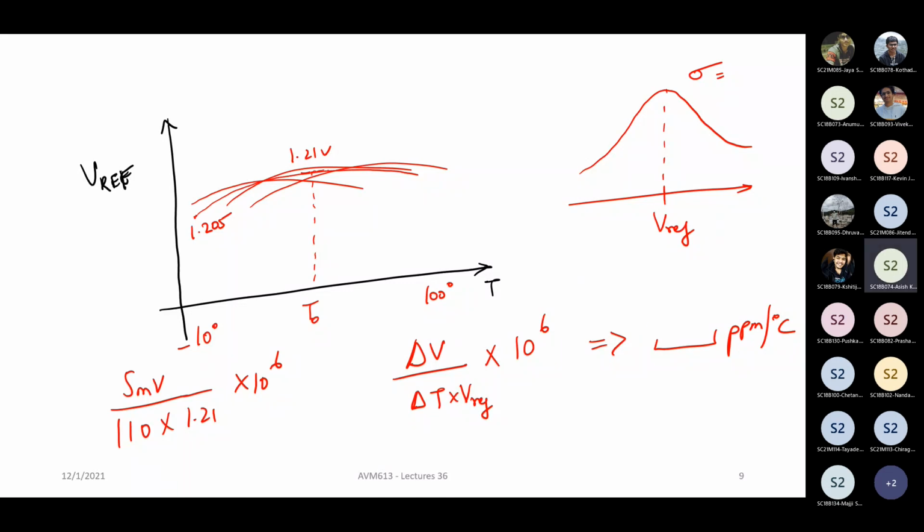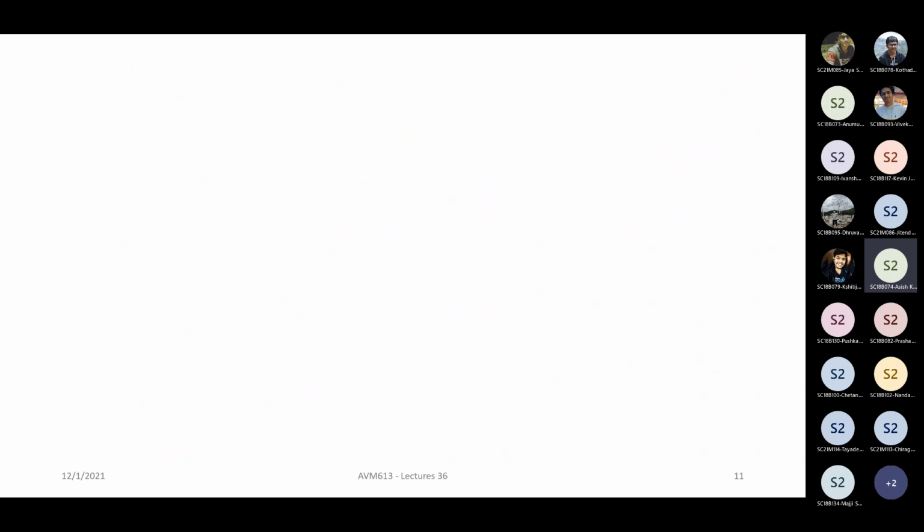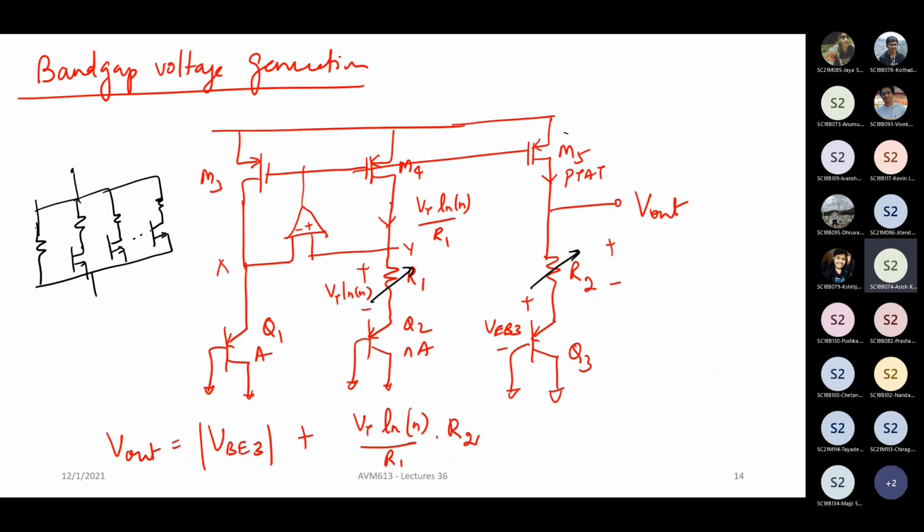Sir, also whenever we are talking about the circuit, we are kind of implementing it in an IC level environment.